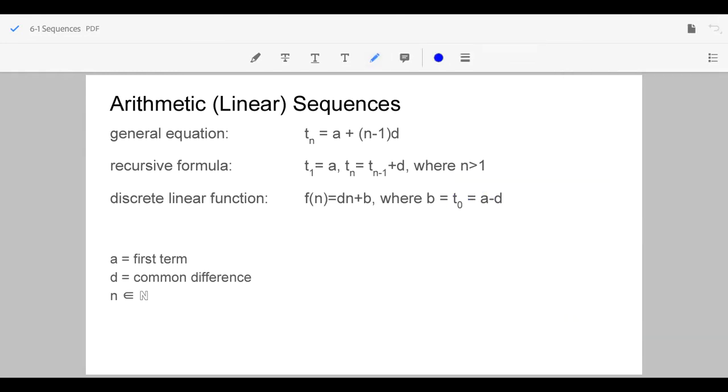And just some notation down here. A is always the first term, D is the common difference, and n is the set of natural numbers. N has to be an element of the natural numbers.